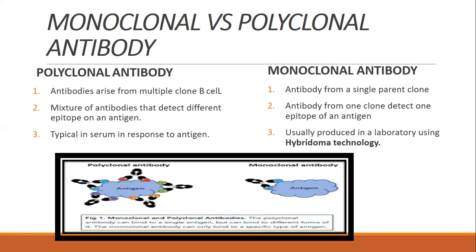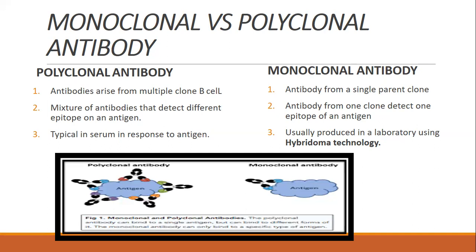Now, the second point is that there is a mixture of antibodies that detect different epitopes on an antigen. And third point is that they are typical in serum in response to antigen. It means that the polyclonal antibodies are generated all the time in response to antigen. It's not specific. It is present in our body, and our body is continuously generating it. And in case of monoclonal antibody from one clone, it detects only one epitope of an antigen, just specific. Okay? And it's usually produced in laboratory using the Hybridoma technology. It needs to be produced. It's a very specific interaction.